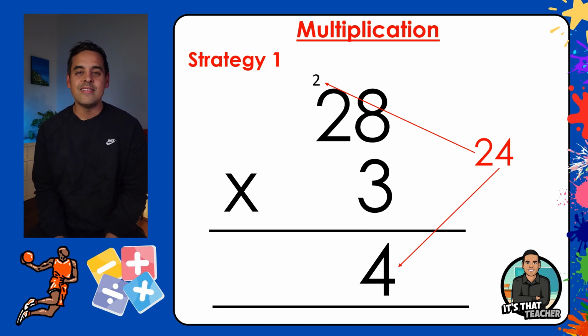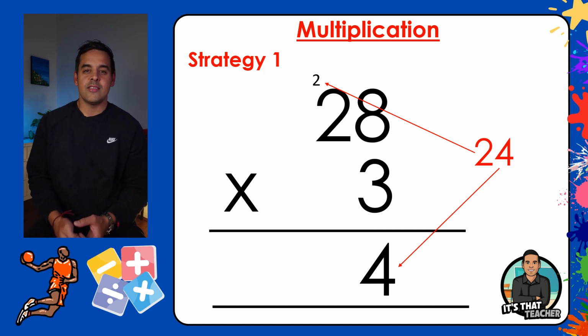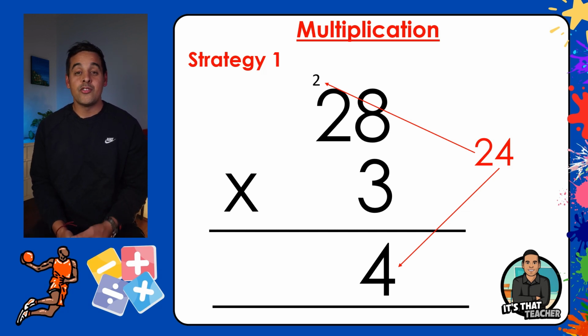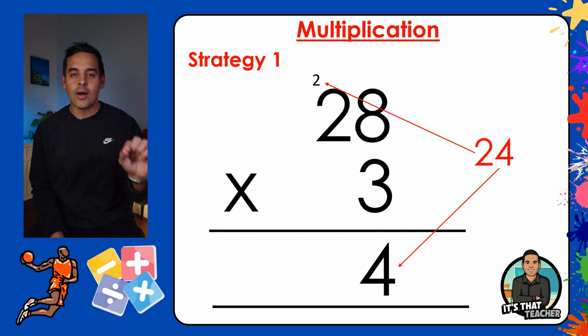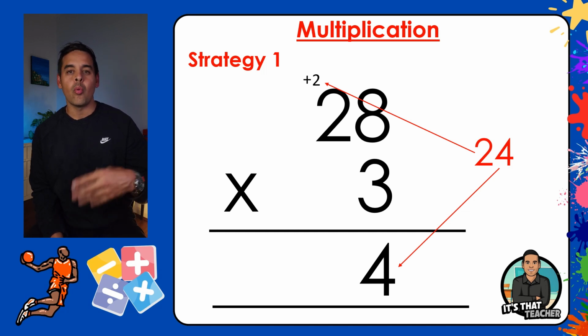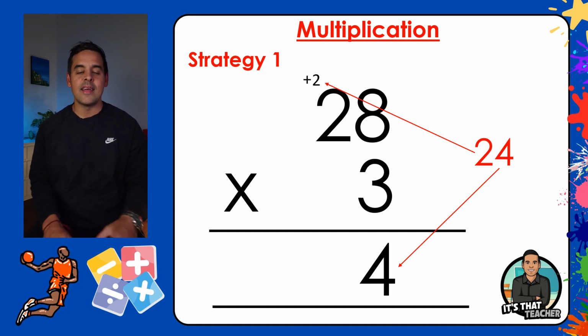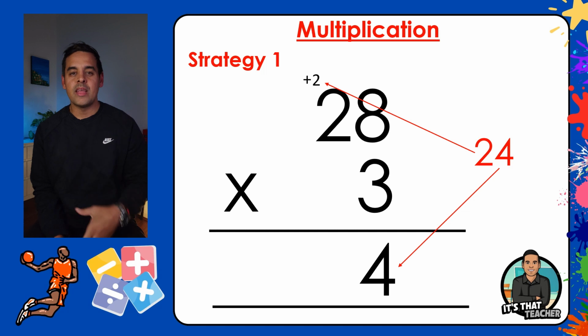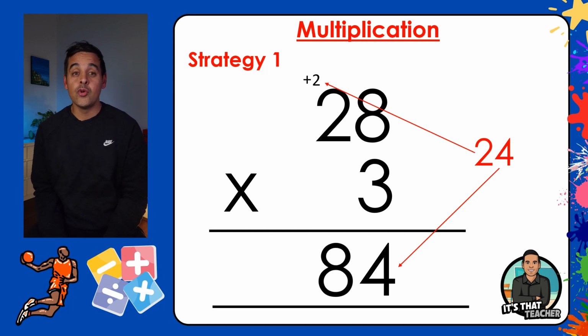Now, 3 times 2 is 6. If you just wrote 6 in your answer box, you would be wrong, because you've forgotten about the 2. So 3 times 2 is 6 plus that 2, because that is 2 tens, okay? That's actually worth 20. So if you forget about that, the answer is wrong. 3 times 2 is 6, plus the 2 is 8. So that would be 84.